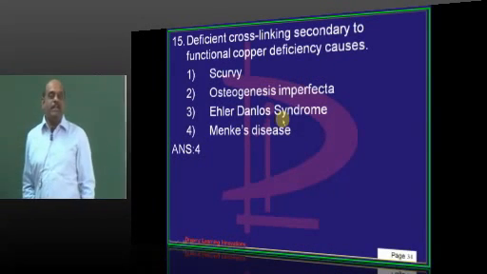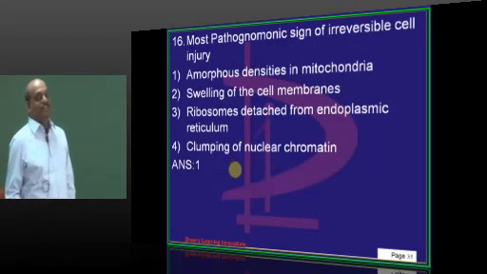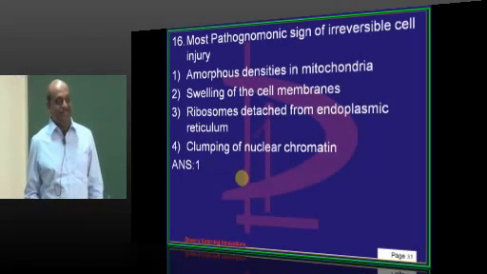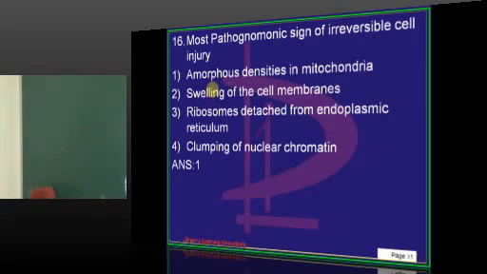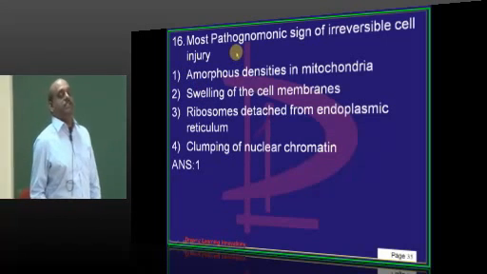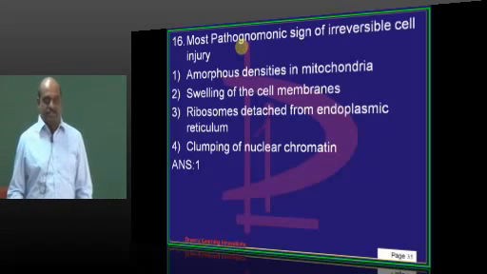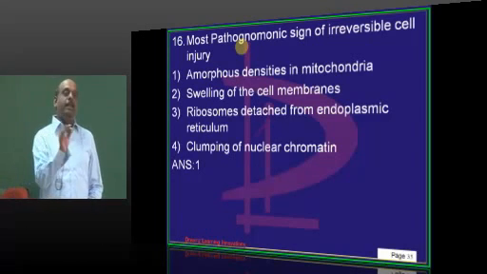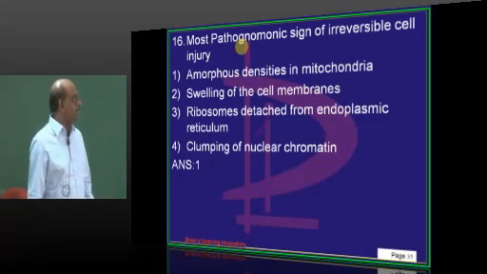Copper deficiency, Menkes kinky hair syndrome. This is known since ages, no big deal. Irreversible cell injury. What is the most pathognomonic feature? This was also one of the previous All India questions. Reversible, irreversible signs of the cell injury you have to study, doctor.